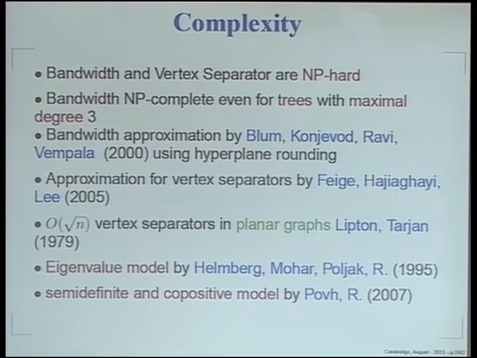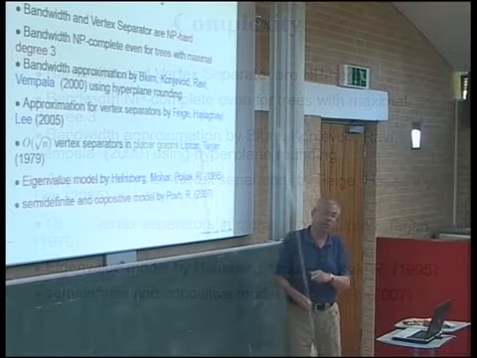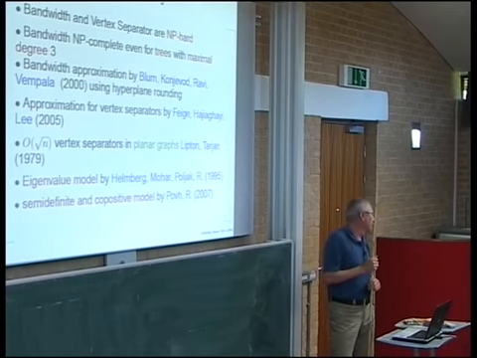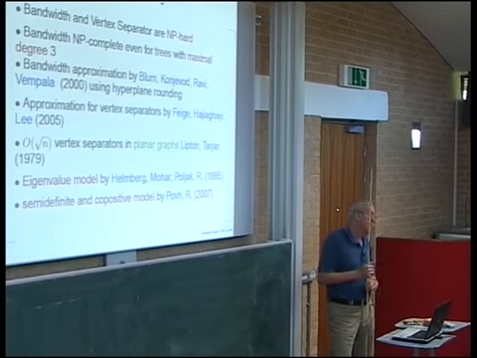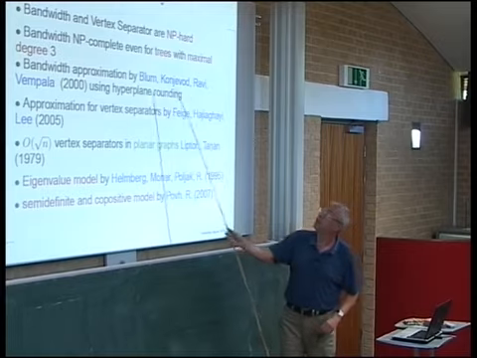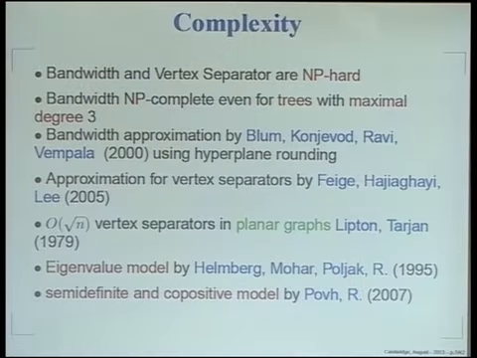So the problems are difficult. Both problems are NP hard, and bandwidth, for instance, is even NP complete if you look at trees where the largest vertex degree is 3. So these are very simple graphs, basically. There are some approximation results for the bandwidth problem. There are approximation results for the vertex separators. So here you see some names.